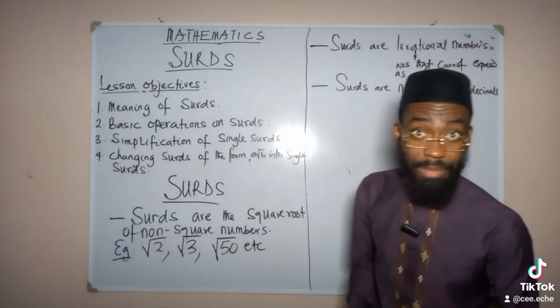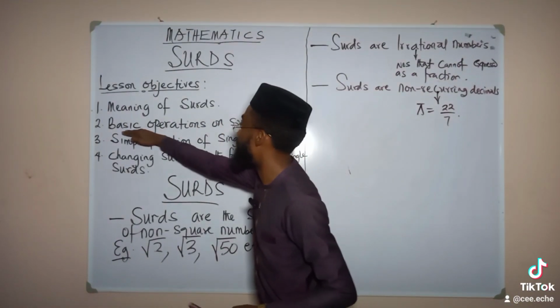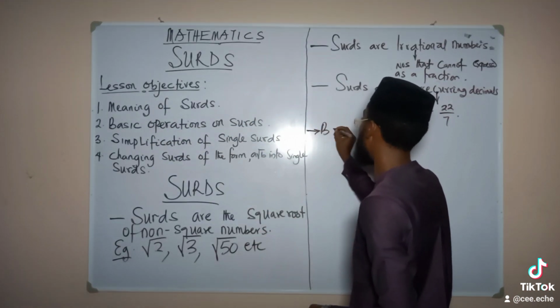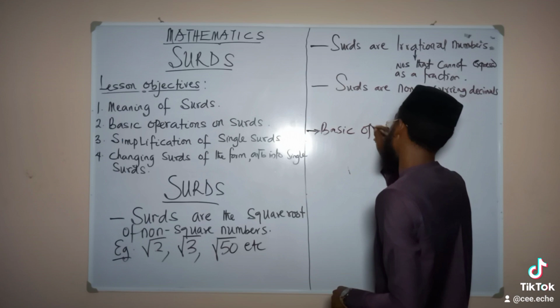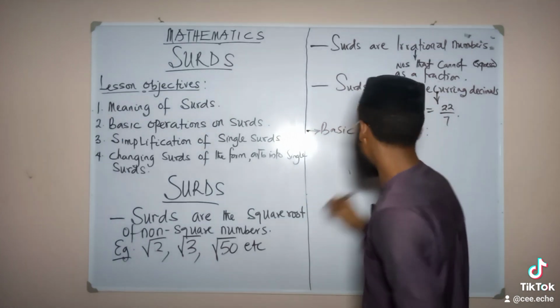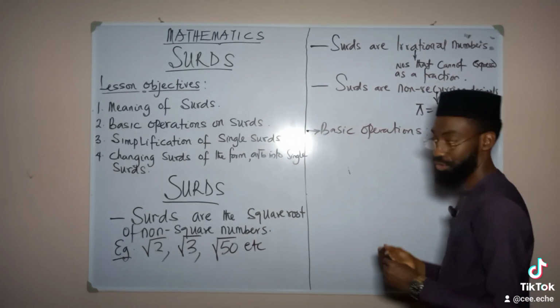This is an irrational number as well. So we are done with the first section. Let's go into the basic operations on surds. When we talk about basic operations, what we mean is simply the mathematical symbols. We have the plus, the minus, the multiplication, and then the division.